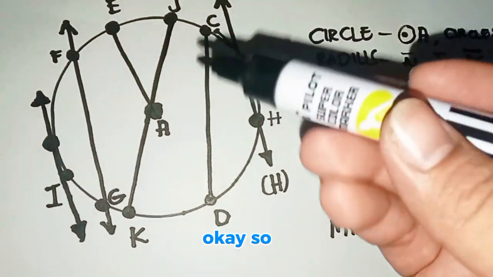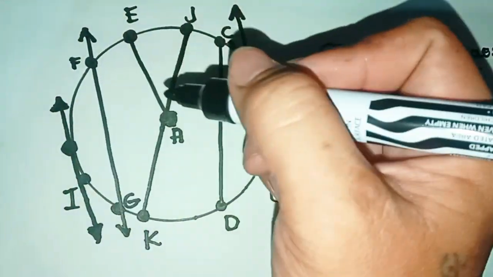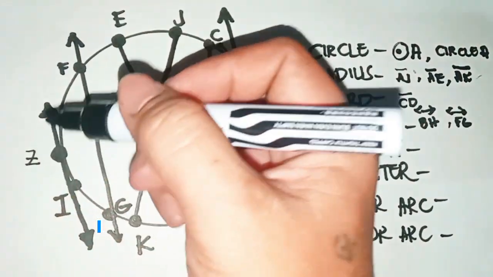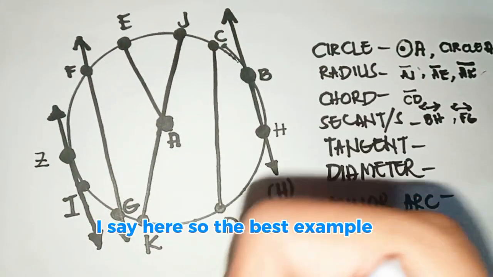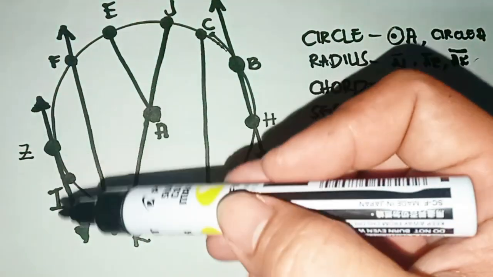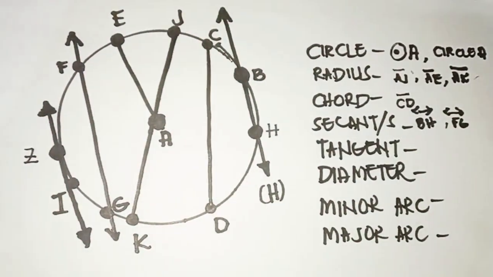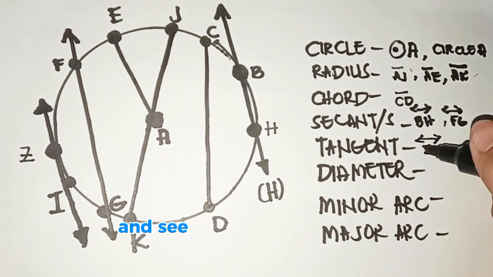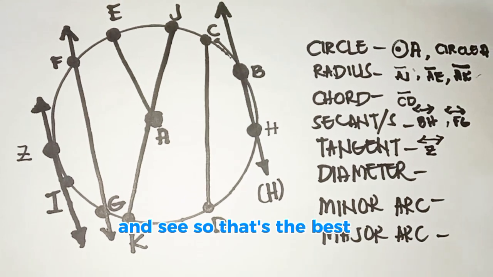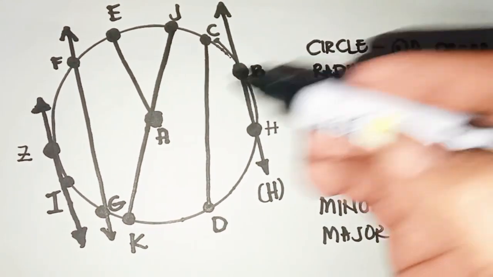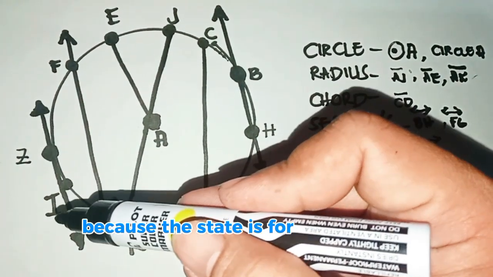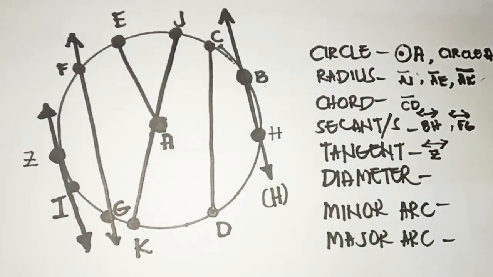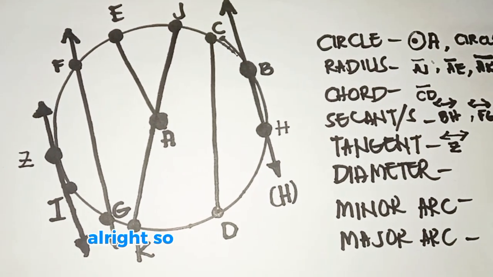Okay, so I'll write J here. So the best example for tangent here is line J, line J. So that's the best example for tangent, because that is for point, and this is point I. Alright, so that is per tangent.